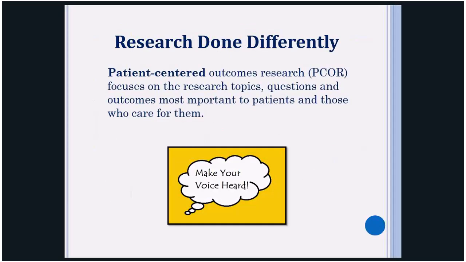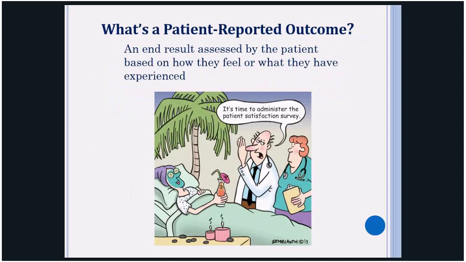Patient-centered outcomes, however, focus on research topics, questions, and outcomes most important to patients and those who care for them. So what's a patient-reported outcome? A patient-reported outcome is an end result assessed by the patient based on how they feel or what they've experienced. So it's an outcome, but it's reported by the person who was involved in the study or the trial.